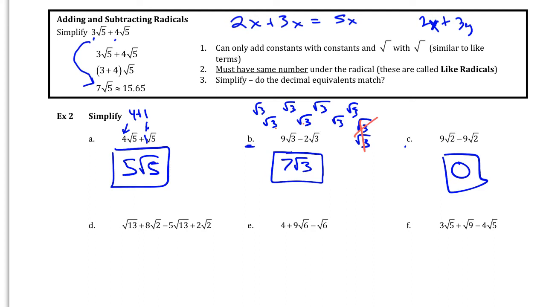All right, we get to a problem like D. Now I've got multiple terms here. So root 13, I'm going to try to find any like terms. Oh, minus 5 root 13. That goes together there. 8 root 2 goes with 2 root 2. So when I do the root 13s, remember if there's no coefficient, it's a 1. So it's 1 root 13 minus 5 root 13 would be negative 4 root 13. And then 8 root 2 plus 2 root 2 gives me a positive 10 root 2. 10 root 2, not 10 root 10.